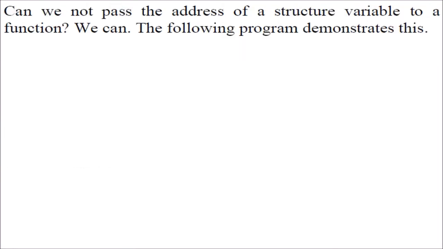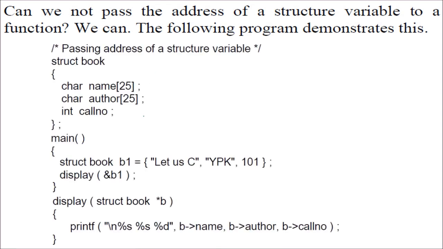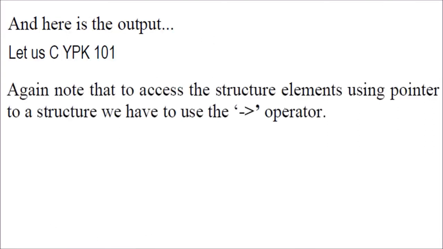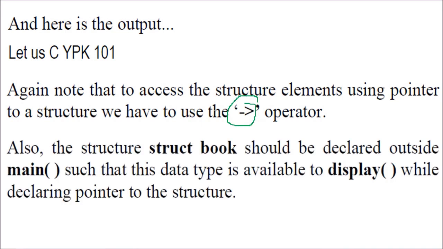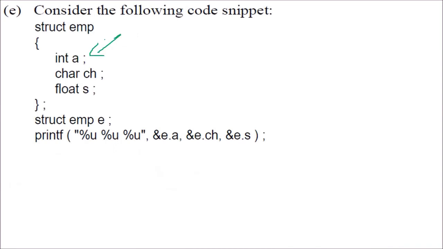And can we not pass the address of a structure variable to a function? Yes, we can pass this. Let us see an example. This is a structure. Now we are declaring or say initializing B1, and now we are passing the ampersand, that is the address of B1. This is the address, and when we are passing the address, it has to be the pointer B, and when you are using a pointer, you have to access it through arrow, and this is the output. So please understand, this arrow has to be used when you are dealing with the pointer.